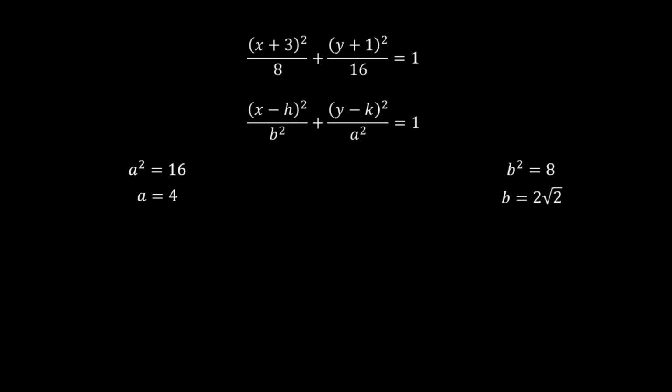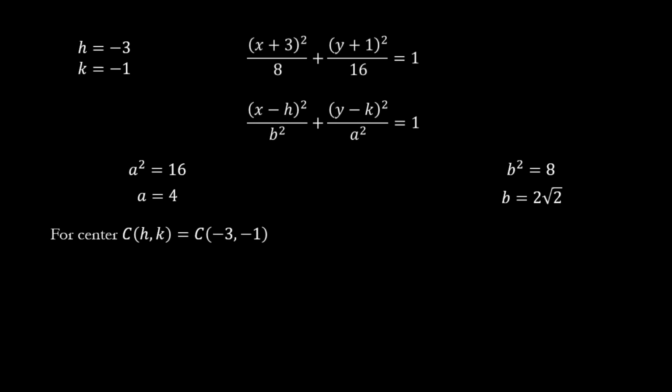So, for the center, paano natin hahanapin yung center? Okay? So, for the center, yung negative h equal natin sa 3 and yung negative k equal natin sa 1. Okay? Then, multiply both sides by negative, you will get h is equal to negative 3 and k is equal to negative 1. Therefore, the center of the ellipse is negative 3 and negative 1. Okay? Now, how about for the vertices and its foci?